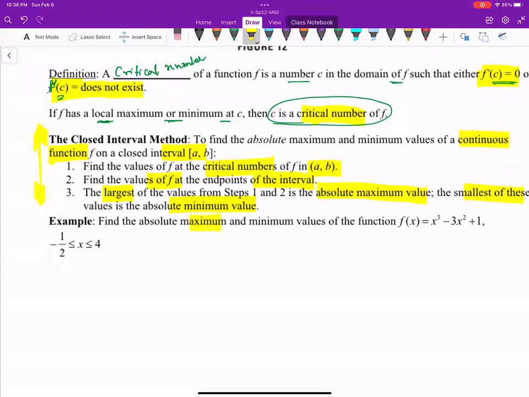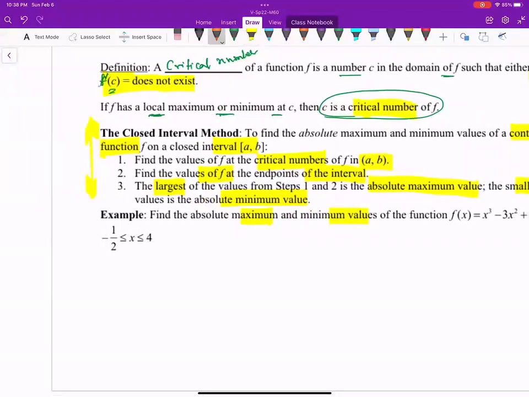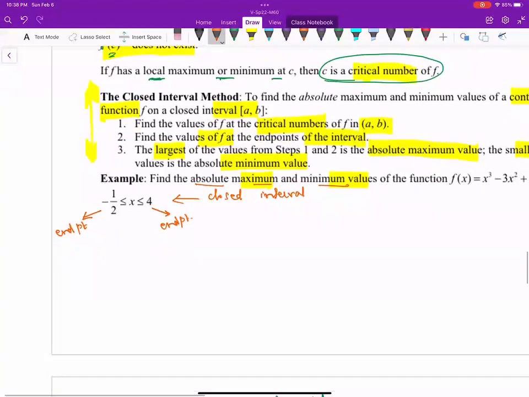Find the absolute maximum and minimum values of the function f(x) = x^3 - 3x^2 + 1 in the interval [-1/2, 4]. First of all, is it a closed interval? Yes, it is a closed interval. What are the endpoints? The endpoints are -1/2 and 4. The question is to find the absolute maximum and absolute minimum. So step 1, find the critical points.